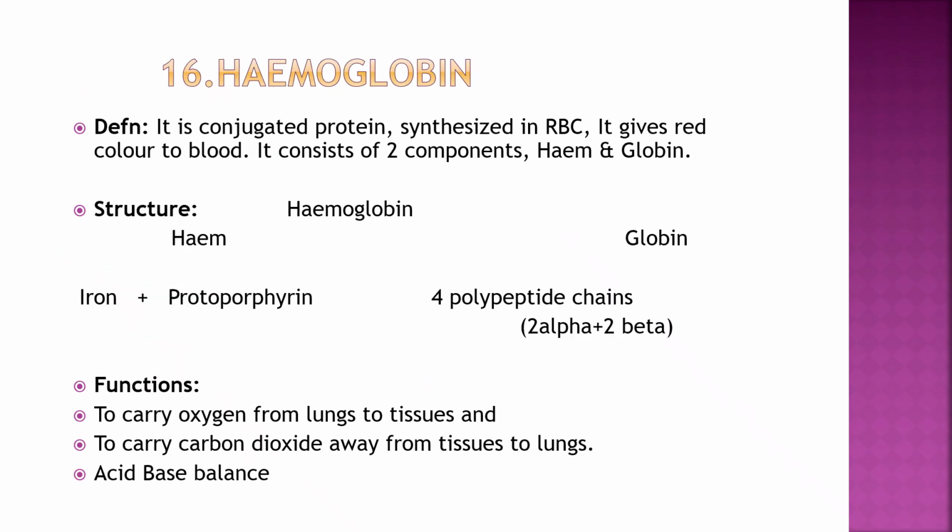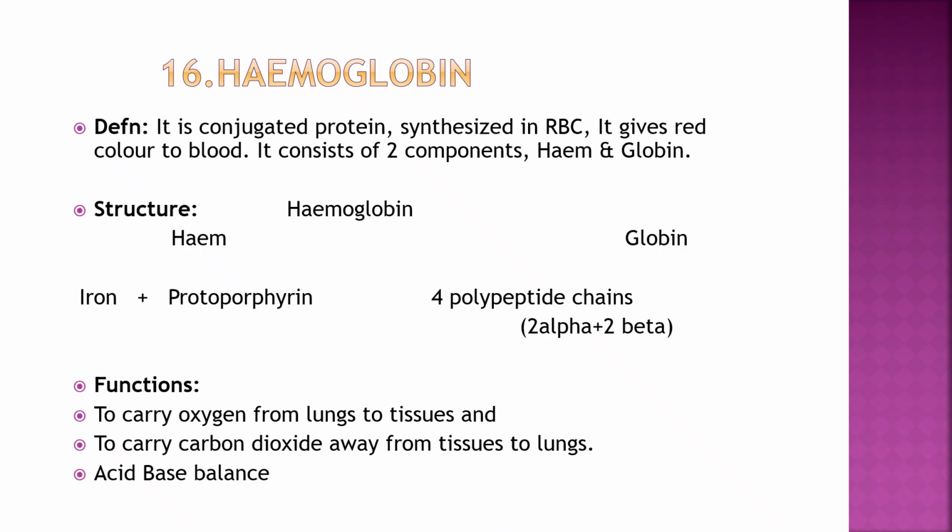So definition: hemoglobin is a conjugated protein, that is, a mixed protein synthesized in RBC, and it is of two components, heme and globin, and because of that it gives red color to the RBC or blood. Structure: it is composed of heme and globin. Heme is composed of iron plus protoporphyrin, and globin is composed of 4 polypeptide chains, 2 alpha and 2 beta.